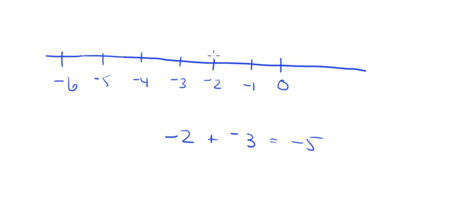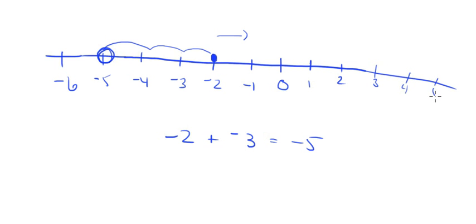So we start out at -2, and then we're adding, so you might want to go that way, but you're adding a -3. So we have to go this way 3 places. 1, 2, 3. And this becomes our new home, -5. Okay? The opposite is also true. This is my number line downhill.